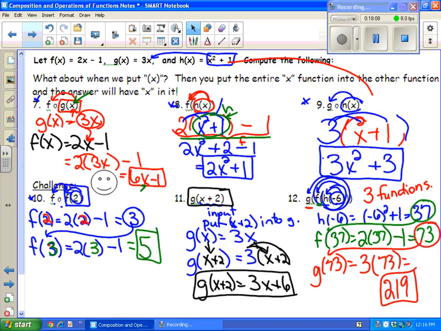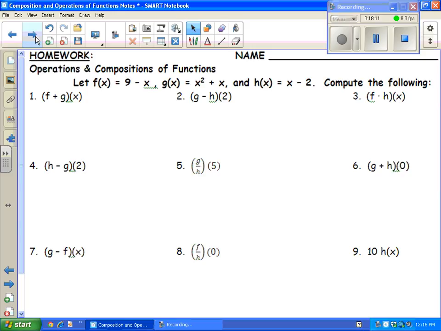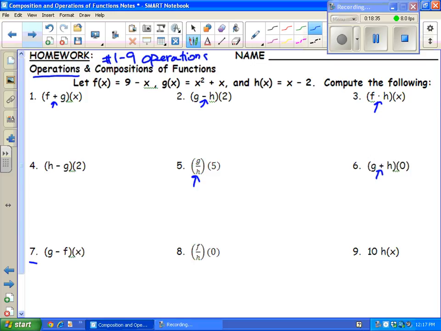I did all the examples 1 through 12. On the back is the homework. Notice that the first 9 are operations. This one is operations and compositions of functions. So on the homework, number 1 through 9 is actually operations. You're adding, you're subtracting, you're multiplying, you're dividing. Here you're multiplying 10 times the function.